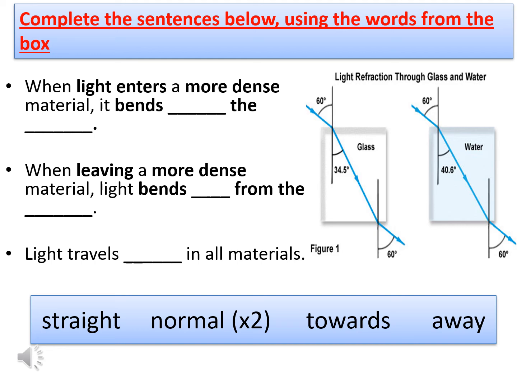All right, now that we've had a little look at how refraction works, I'd like you to have a go at completing these sentences. You've got words in the box at the bottom. So when light enters a more dense material, it bends blank, the blank. So use the words in the box to fill out those 3 sentences. You can have a look at the diagrams to help you and see how you get on.